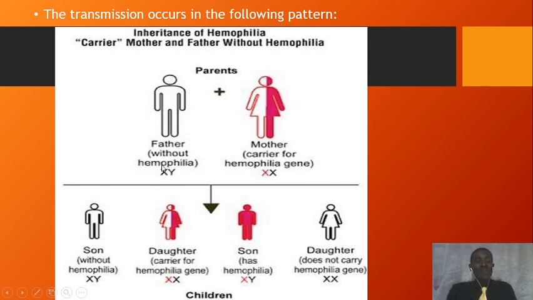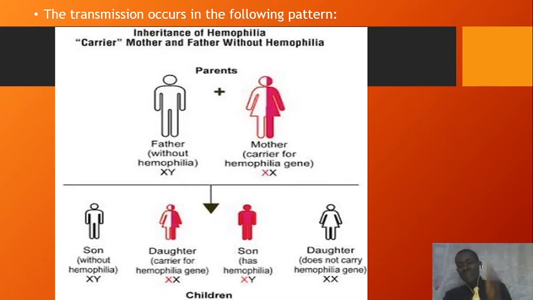So the man is not suffering from hemophilia. But the woman is just a carrier. The woman is not a sufferer. Why? Because there is another X chromosome in the woman that is overshadowing the other defective gene, that is the hemophilia gene. As a matter of fact, this hemophilia we are talking about and the color blindness gene are all recessive. They are not dominant genes. I hope you know what a recessive gene is and what a dominant gene is.